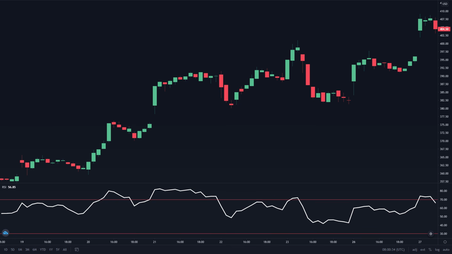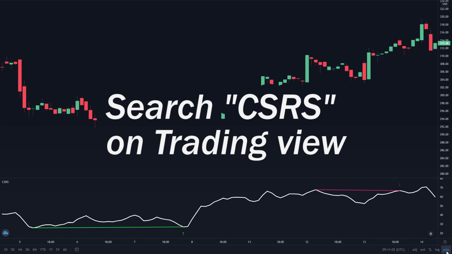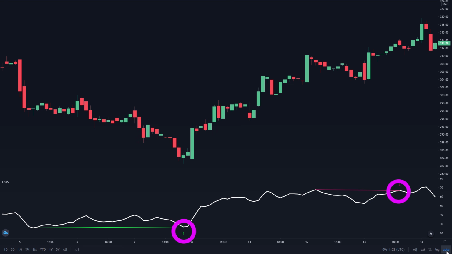And I understand that finding a divergence with the naked eye is very hard. That is why I use an indicator on TradingView called CSRS. So this indicator will help you a lot because it can reveal when a divergence happens. This will make your job 10 times easier.